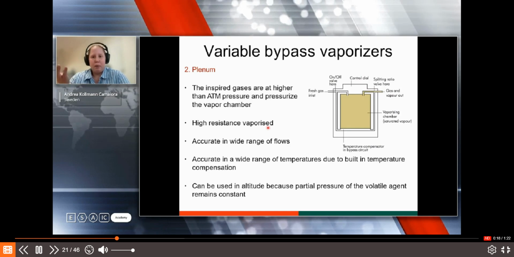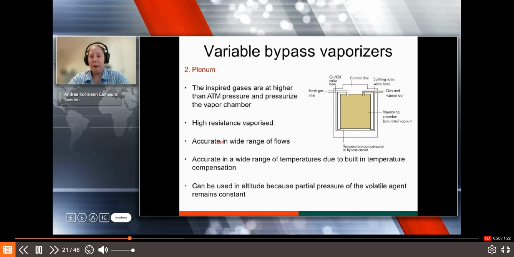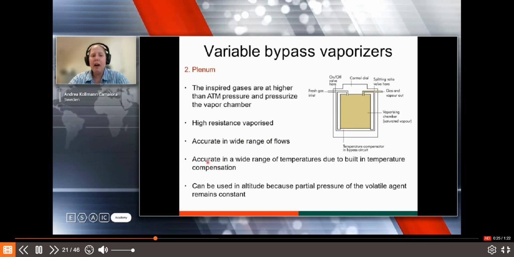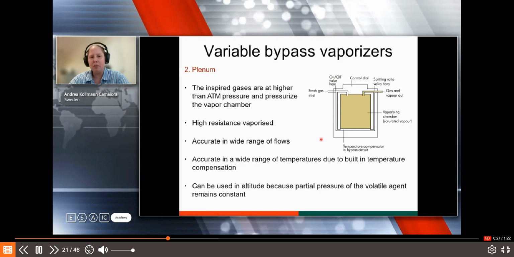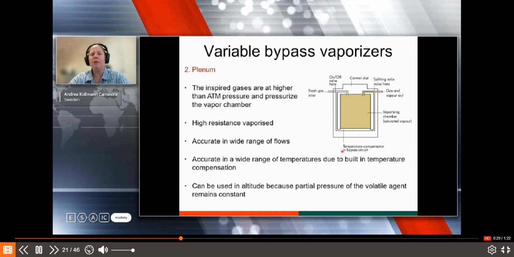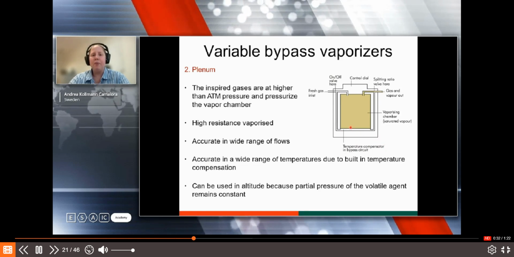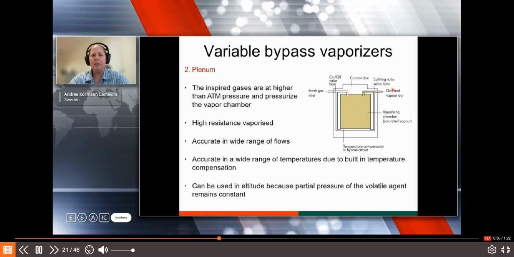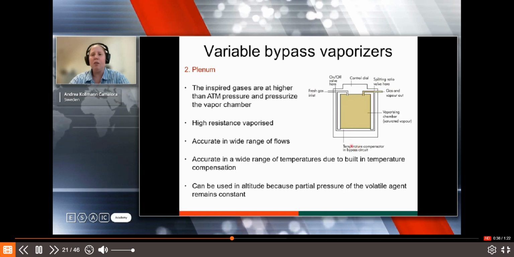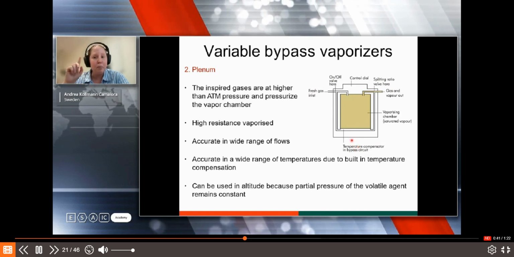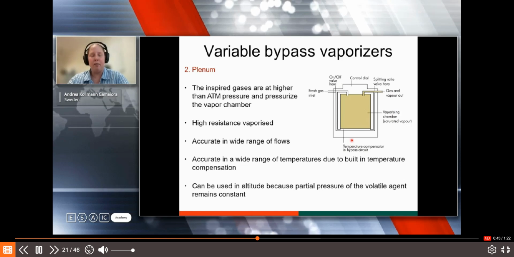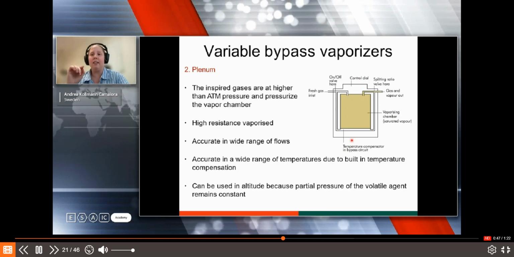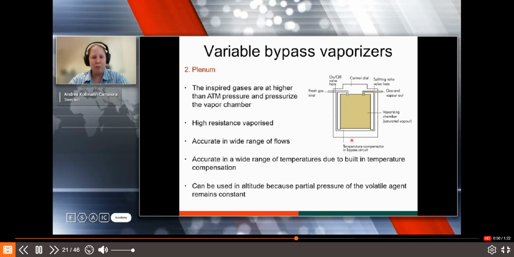You need to actively put the gases in the system. But the benefit is that it's accurate in a wide range of flows, but also accurate in a wide range of temperatures, because it has a temperature compensator. As you know, the gas is going through the system and going out, and it's losing heat. Well, this is compensating for the heat loss. It doesn't mean that it's heating actively. It just means that it's compensating for the loss, because the one that's heating actively is desflurane, that we're going to see in a moment.